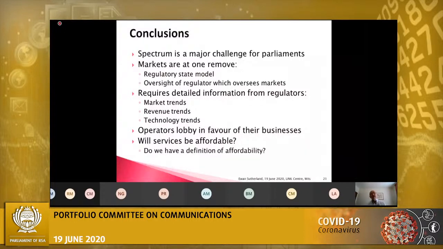And you come back to one problem which I find slightly disturbing, which is we still don't really have a definition of affordability. But I think I should stop there.